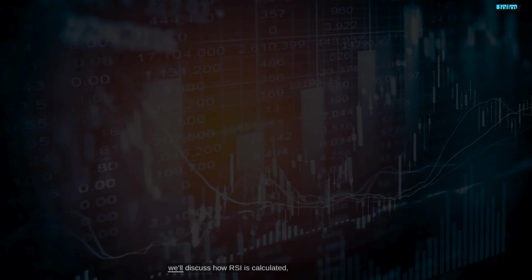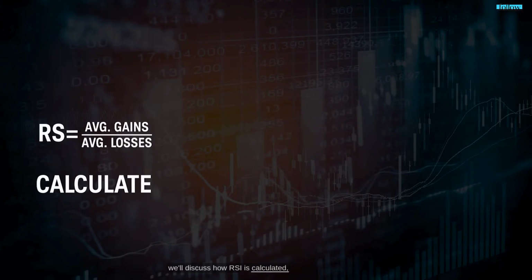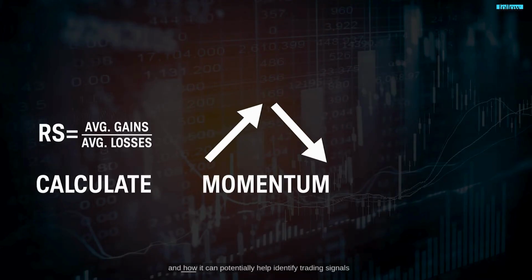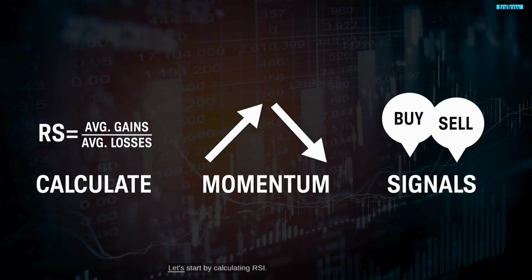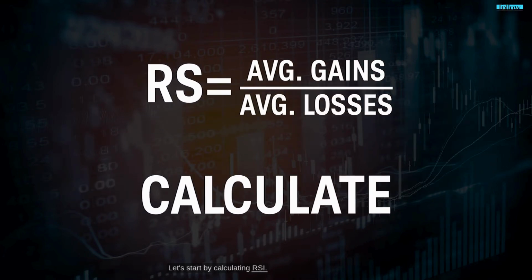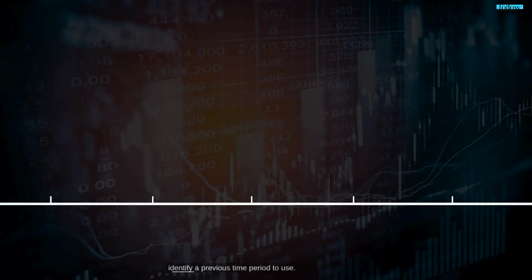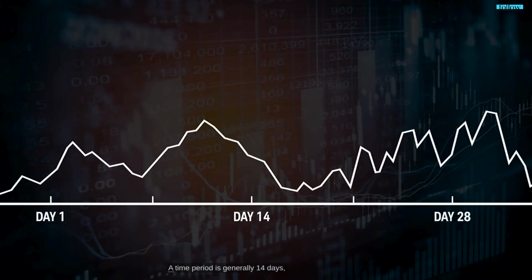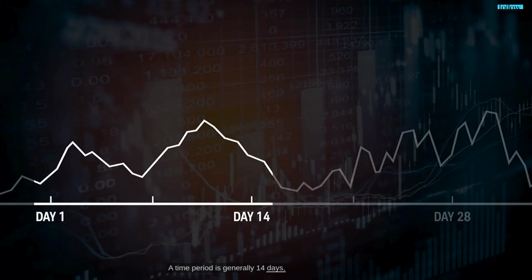In this video, we'll discuss how RSI is calculated, how it measures momentum, and how it can potentially help identify trading signals and trend reversals. Let's start by calculating RSI. First, identify a previous time period to use. A time period is generally 14 days, but can be shorter or longer.